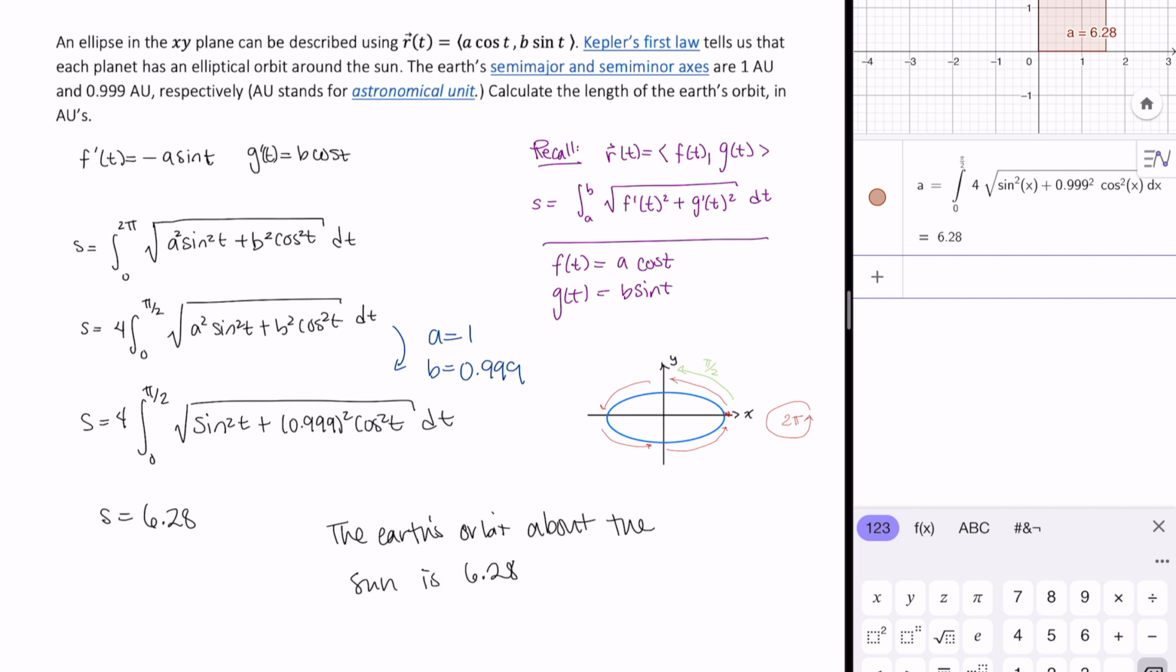is 6.28 astronomical units. Okay, keep calm and math on, preferably when you're caffeinated. Good night.